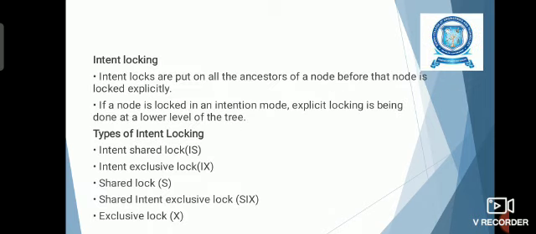Next one is intent locking. Intent locks are locks which are put on all the ancestors of a node before the node is locked explicitly. The intent locking may be of different types: intent shared lock, intent exclusive lock, shared lock, shared intent exclusive lock, and exclusive lock.